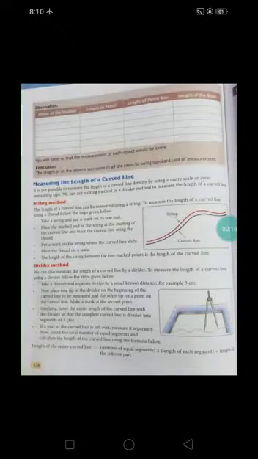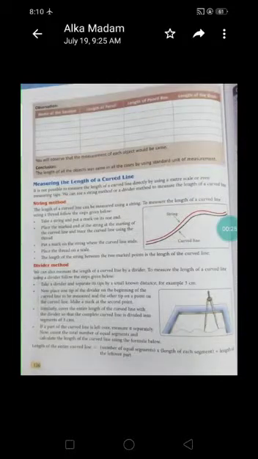Now we should discuss how to measure the length of curved line. A wavy line is known as curved line. We cannot measure the length of curved line by using the scale directly. So we should use string or the divider method to measure the length of curved line.